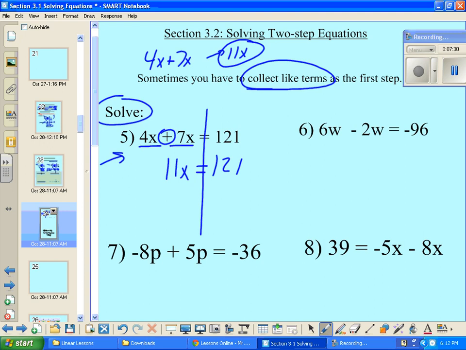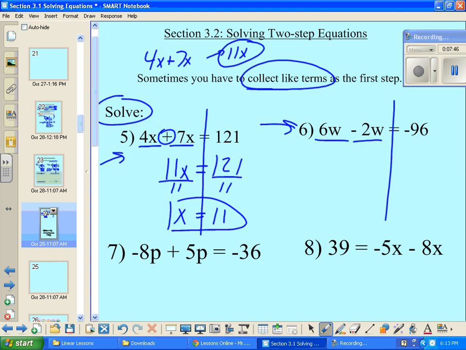Now it's just like a one-step equation. 11x equals 121. I'm going to divide both sides by 11. So x equals 11 in this case. Going to this next problem, number 6. Same kind of thing. I'm going to draw my line. On the left side here, I notice that I have 6w minus 2w.